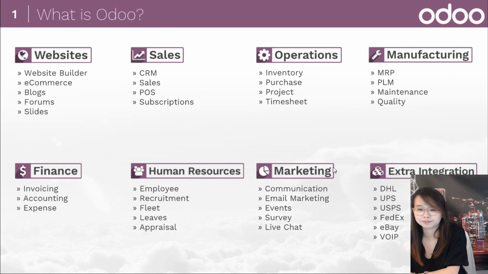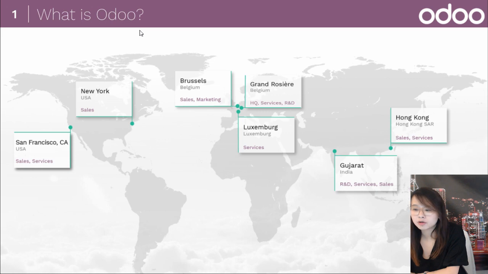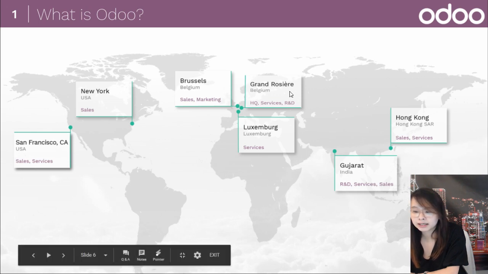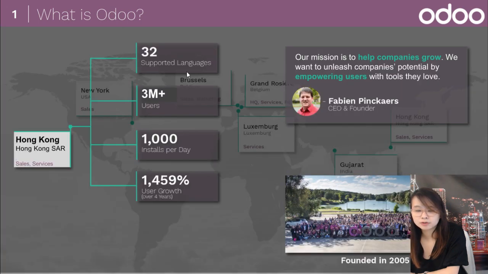Okay, so right now, here in Asia Pacific, the headquarters is in Hong Kong, but the main headquarters is in Belgium, but we also have offices in the US, so New York, SF, India, and others. Odoo actually supports 32 different languages, and we have around 3 million plus users with 1,000 installs per day. And our mission is to help companies grow by using the tools that they love and that are easy to use.